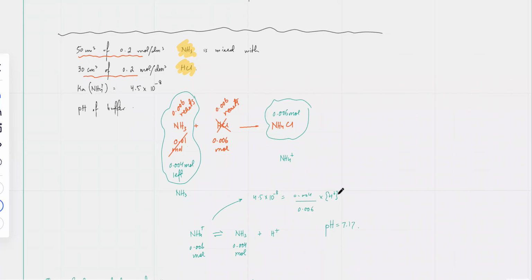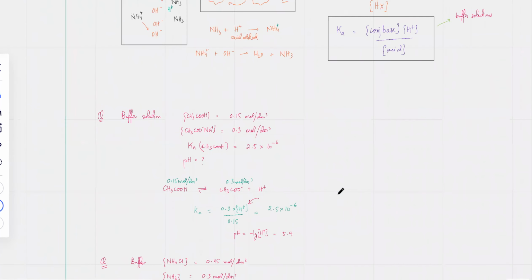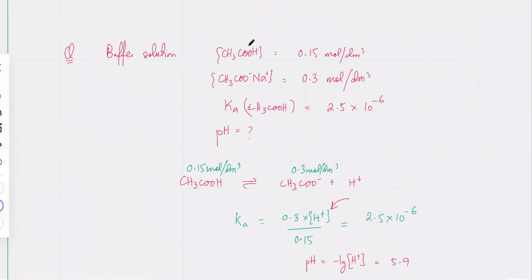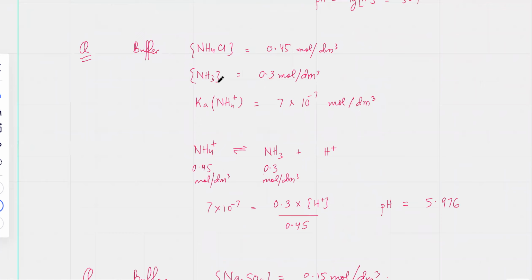Now, moving back to this, I'll just quickly recap the types of buffer solution questions. A lot of them are going to be very straightforward: they'll give you the concentration of the weak acid, the concentration of the conjugate base, and the value of Ka. You just have to plug in the values. So very straightforward questions. Conjugate base concentration, weak acid concentration, Ka value given, just plug in the values and you'll find the answer.